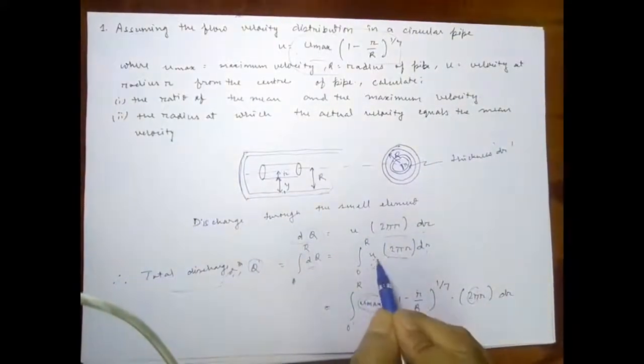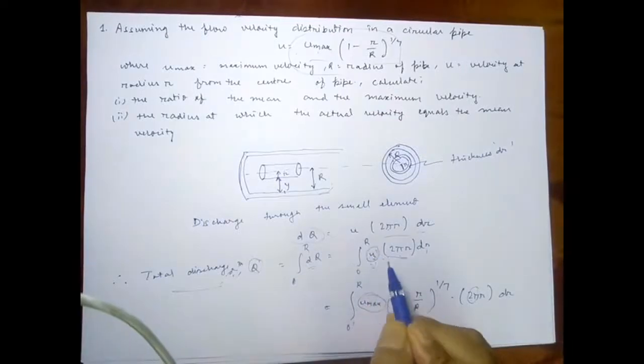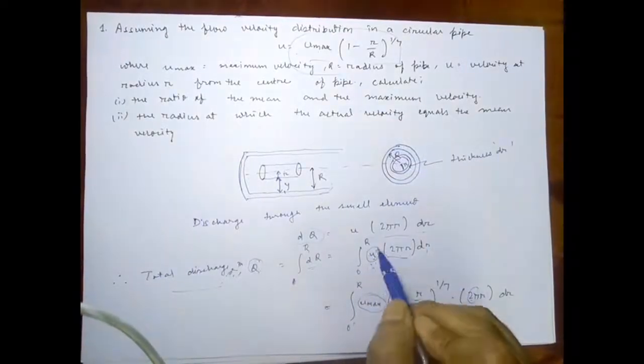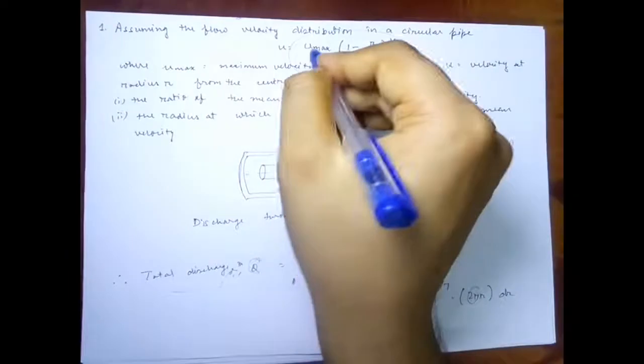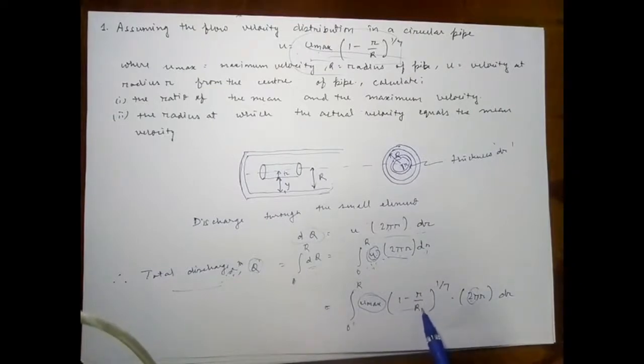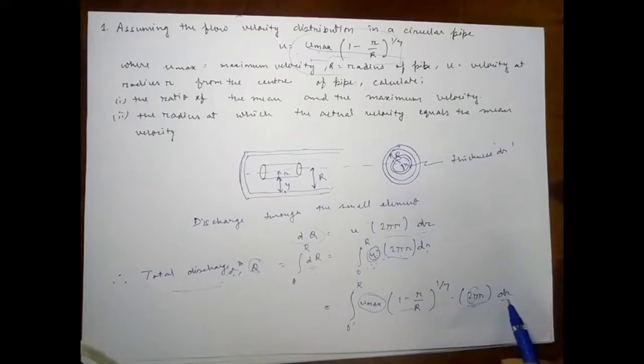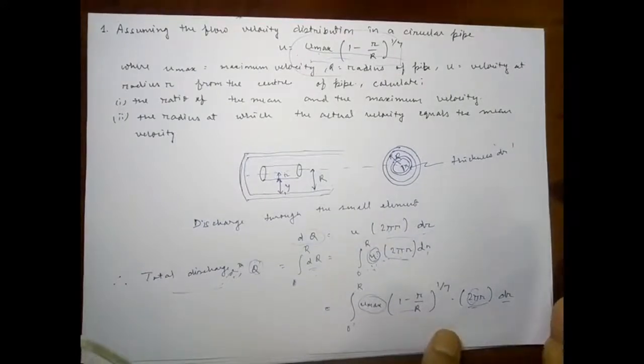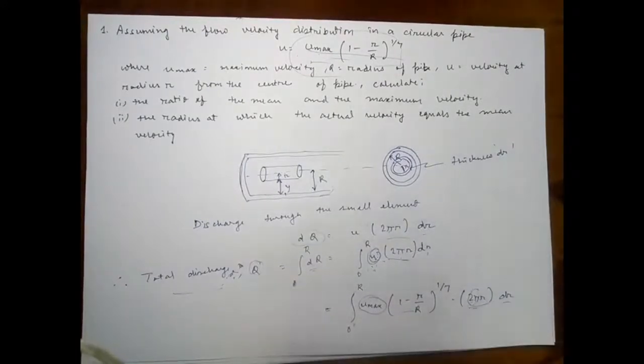So again now I can do one thing. Before proceeding on to the integration, I will put the value of this u as given in the question. So our integral will be from 0 to R of u max times (1 minus small r upon capital R) to the power 1 by 7, times 2 pi r dr. So what I can do, please write the steps, and I am really sorry about the video problem. There were some technical issues, and yes, okay.